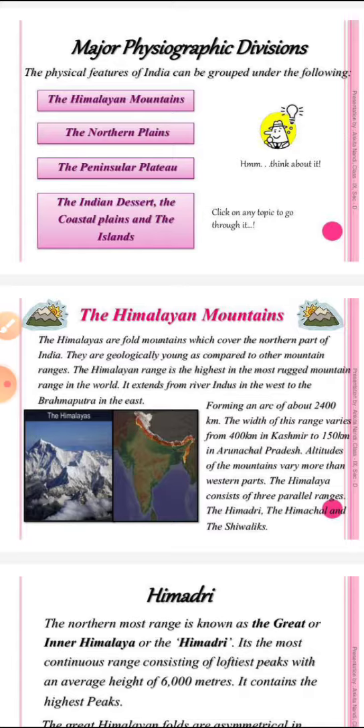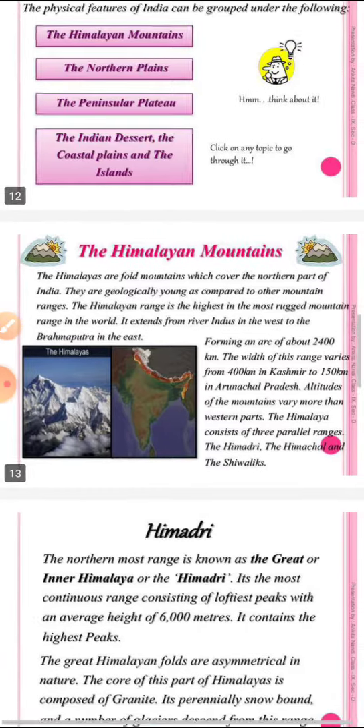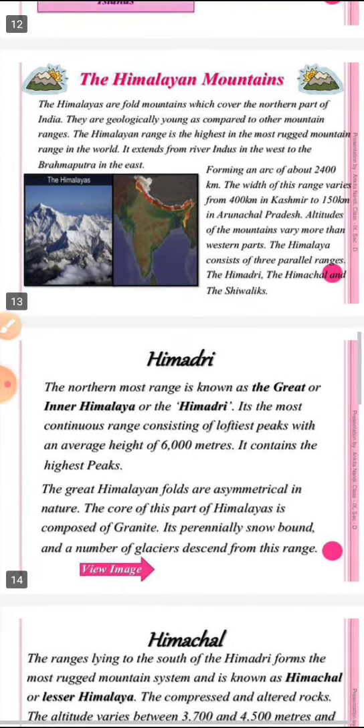And with regard to height, there is variation. In the western half, we get less height, but as we move toward the eastern side, the height increases. There are three parallel ranges in the Himalayas. In the north, Himadri, then Himachal, and the southernmost range is known as Shivalik. These are the three parallel ranges of the Himalayas.